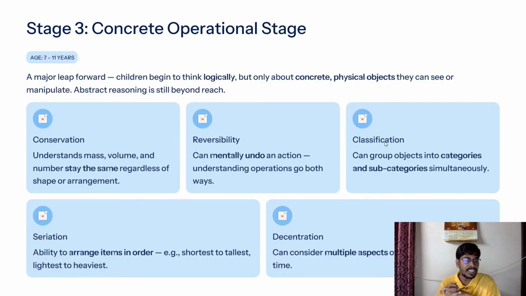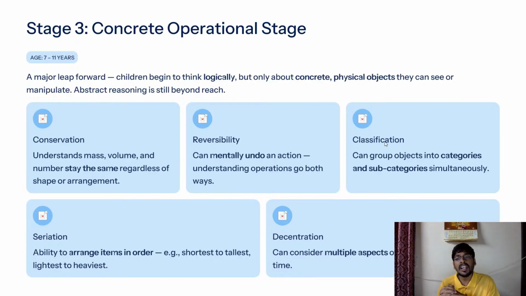So conservation. They understand mass, volume, and number stay the same regardless of shape or arrangement. So they understand the basics of physics like mass, volume, etc. And then reversibility. They can mentally understand 2 plus 3 is equal to 5, and they can easily understand the reverse as well. So they can easily understand that reversibility options are there, so they can do additions and they can do subtractions also at this particular age, at this particular stage. Reversibility is pretty possible here.